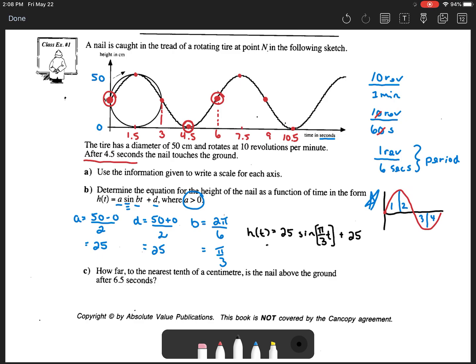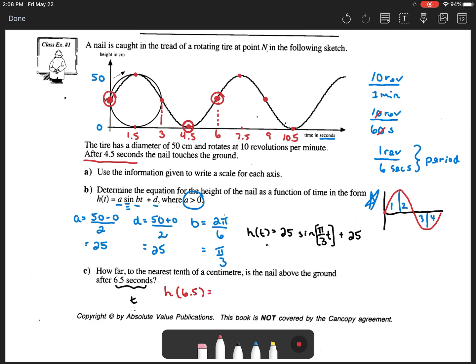If you want, feel free to put this in brackets to make sure it is separate from the vertical displacement. So now they ask me a question. How far, to the nearest tenth of a centimeter, so 1 decimal place, is the nail above the ground after 6.5 seconds? Well, this 6.5 seconds, remember, that's a time, that's t. So you have two options here. Either graph the function on your calculator and hit trace, enter an x value of 6.5, and your calculator will calculate the y value or the height for you. Or I can use the equation algebraically and figure out the answer.